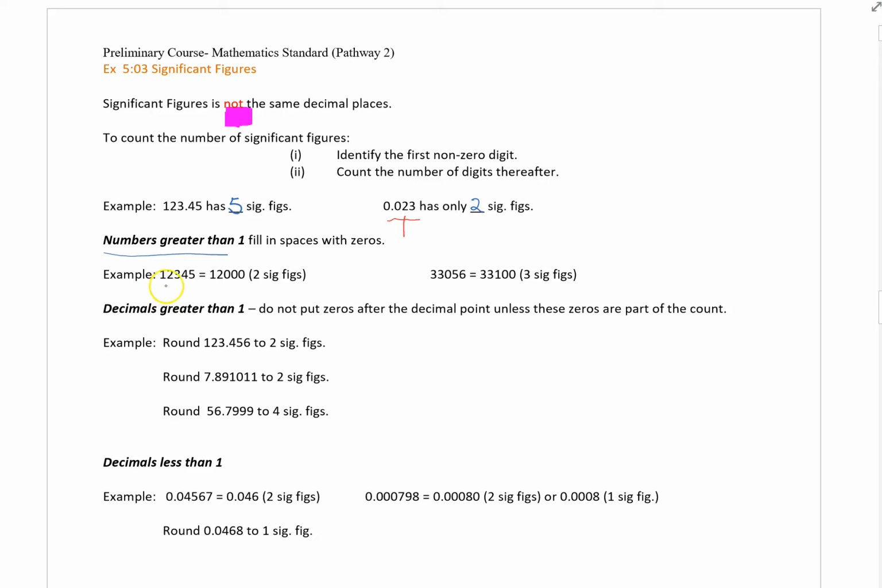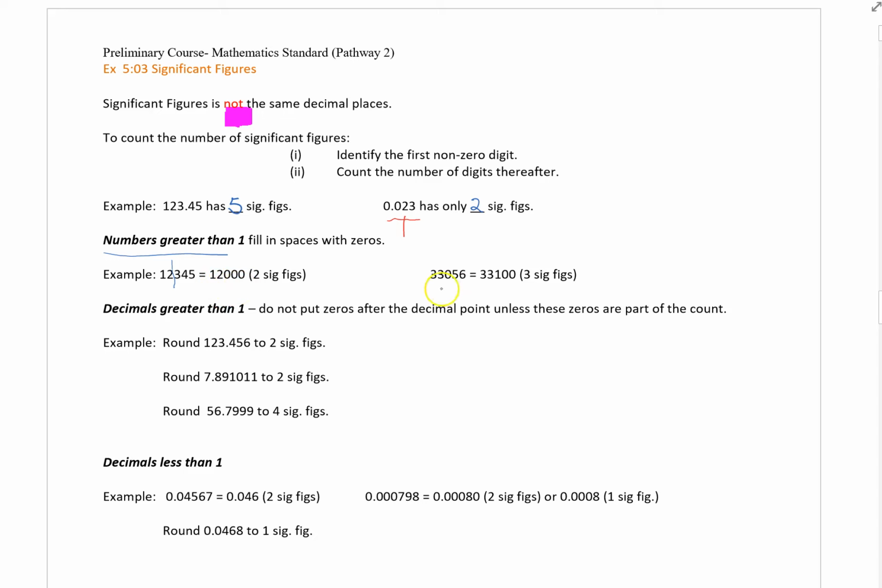So if I've got the number 12,345 and I am instructed to round it to 2 sig figs, I count from the first non-zero digit, which is the 1. It's sort of like I'm going to cut off here and replace everything else with zeros. And the first digit I'm cutting off is a 3, so that has no impact on the 2. So my rounded number to 2 sig figs is 12000.